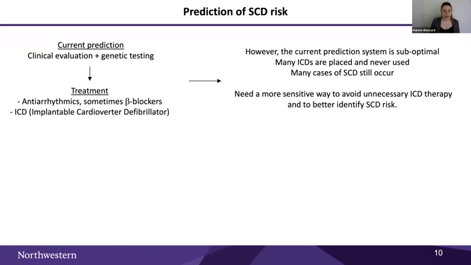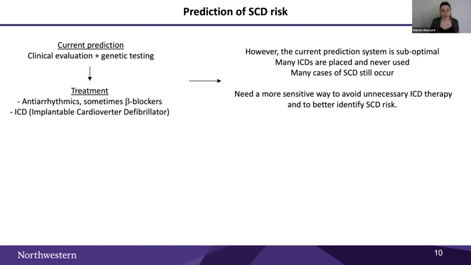This is really difficult. So right now, for the current prediction, what physicians are using is, of course, the clinical evaluation. What I showed you before on the EKG, they will look for abnormalities. They are also doing commercial genetic testing. For all the genes I've shown you just before, they will look for a mutation. And then they will decide what's the best treatment. Usually they would give antiarrhythmic drugs, sometimes beta blockers. There's also another option, and it's really important for my project: the physician can place an ICD, an implantable cardioverter defibrillator.